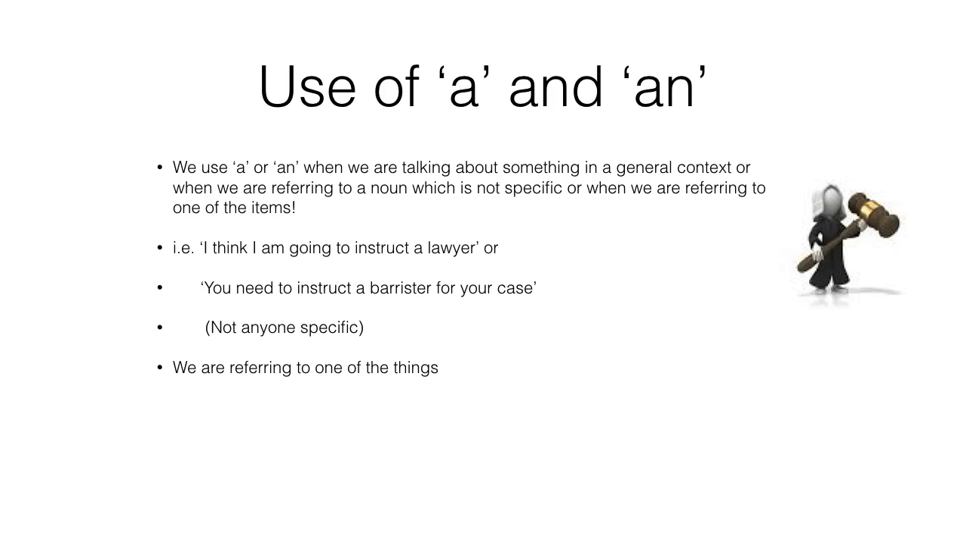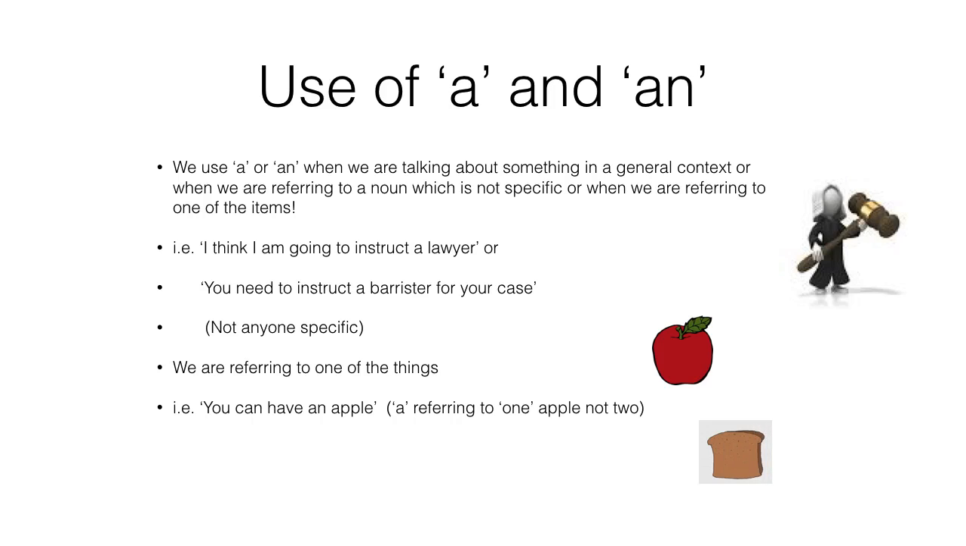We also use a or an when we're referring to one of the things. For example, you can have an apple, referring to one apple, not two. Do you have a piece of bread? A referring to one, not two.